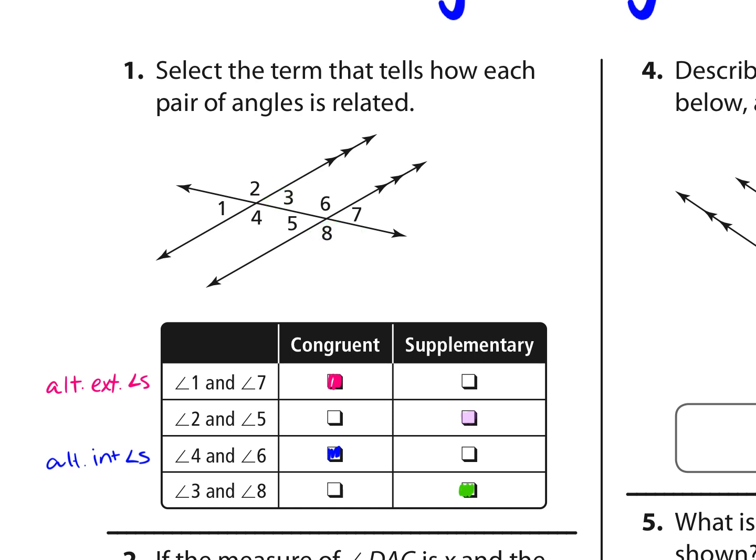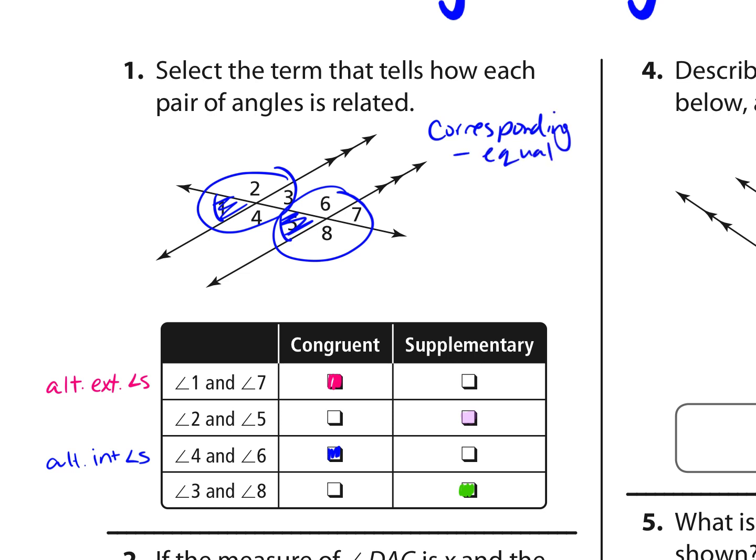I do want to address a couple more things. If you have angles such as 1 and 5, they are made up of the same angle at 2 different intersections. They are called corresponding angles, and they are equal or congruent to each other.